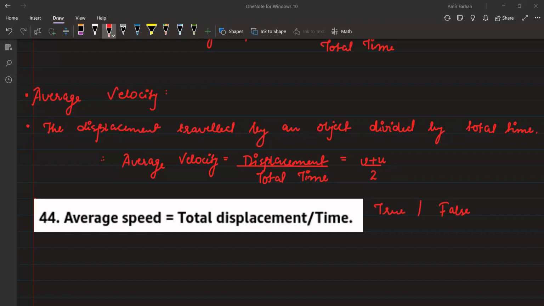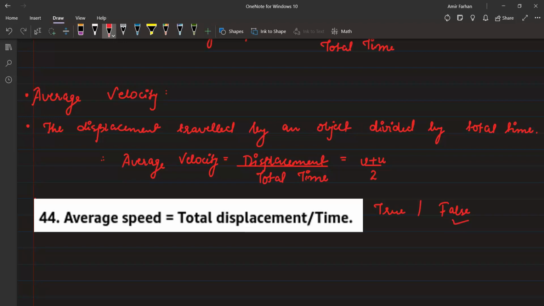Sir, is it time or total time? Dear, it's written as time only. Sir, it's wrong. First of all, it is wrong directly, it will get discarded because the word displacement is used. Displacement is not there in the speed terms. So that's why it is false.